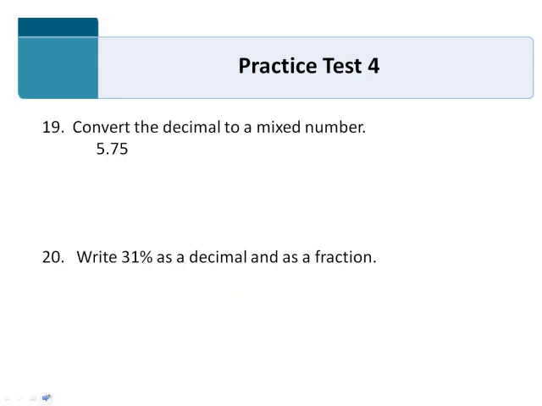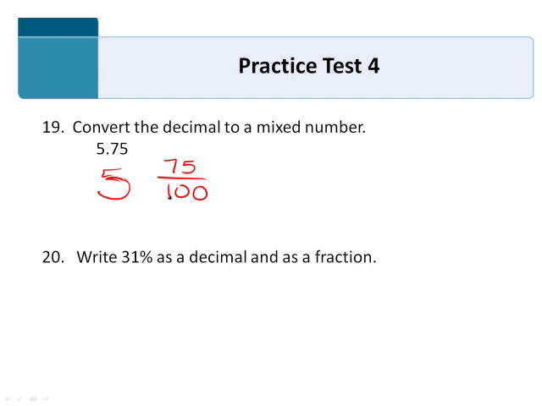Number 19, convert the decimal to a mixed number. There's a lot of ways you can do this. You want to go ahead and keep the 5, and you're going to put 0.75. You're going to drop that decimal point and then put the 75 over 100. So 5 and 75 hundredths.